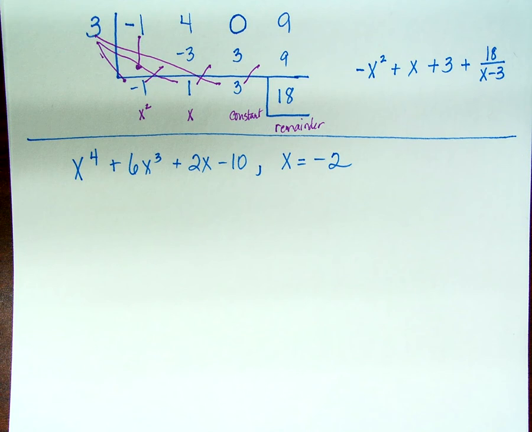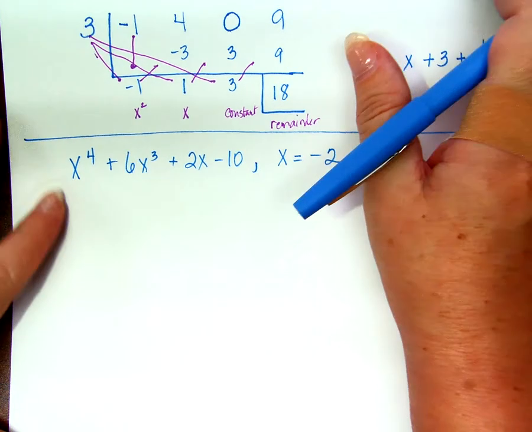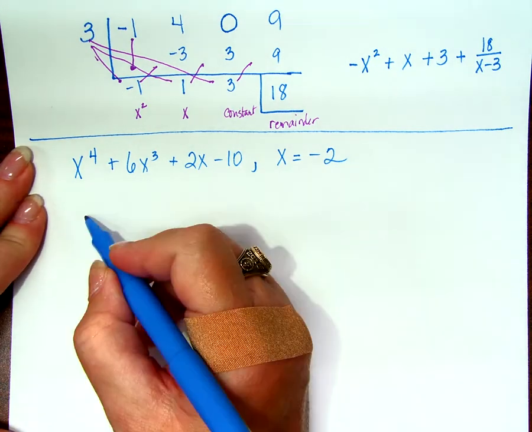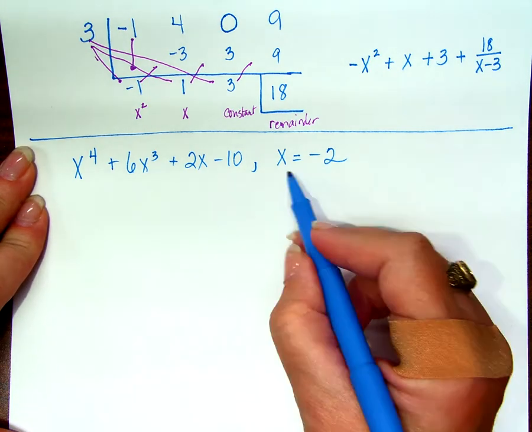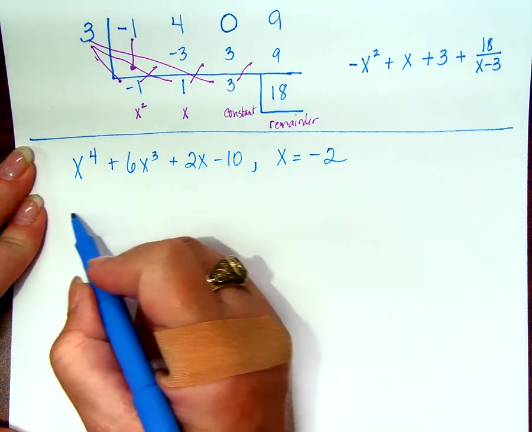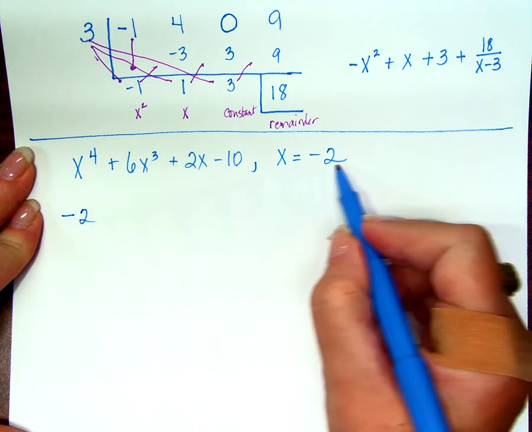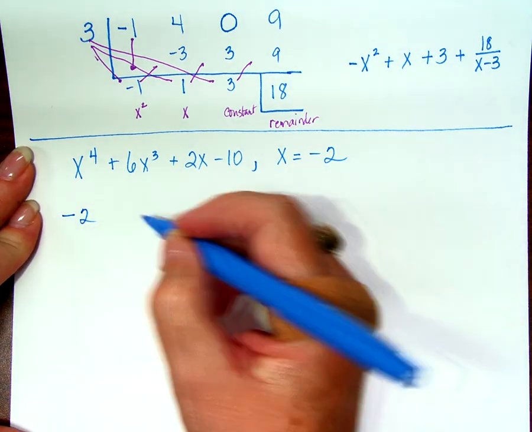It's different, isn't it? The directions say, evaluate this problem for the given value using synthetic division. So what do you think we ought to do? How do you think we ought to set it up? Negative 2 on the outside? Yeah, it already tells you what x is, right? So we go straight to negative 2. There's nothing to set equal to 0 and solve because it's already solved, right?